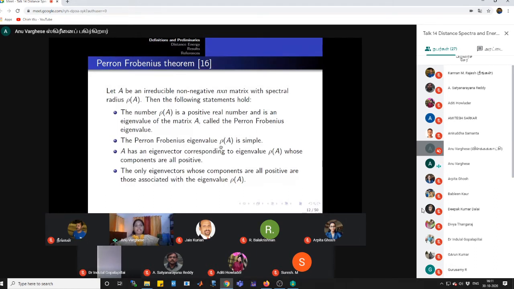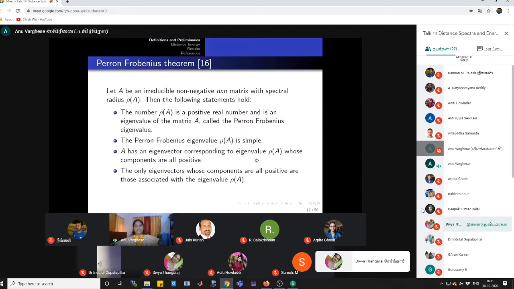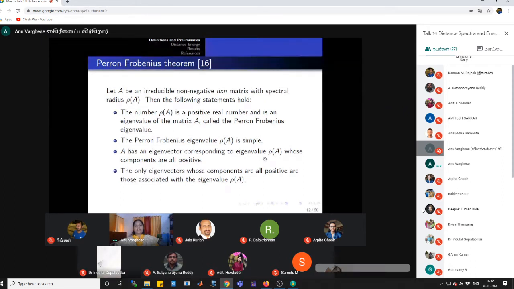The Perron-Frobenius eigenvalue is denoted by rho of A and will be simple, that is, of multiplicity 1. There exists an eigenvector corresponding to rho of A such that all its entries are positive. There exists an eigenvector corresponding to rho of A with all entries positive.